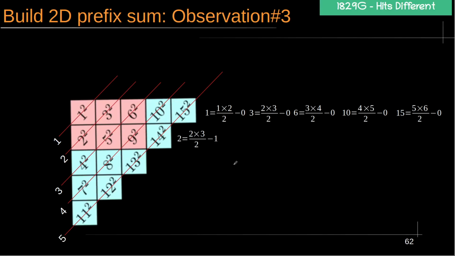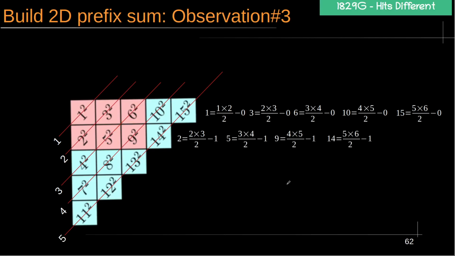So we have 2 for 2 times 3 over 2 minus 1. Now for 5, how do we compute 5? 5 is in diagonal 3, so we do the same: 3 times 4 over 2 minus 1. 3 times 4 over 2 is equal to 6, which is this number, but in the previous row we have 5, so we have to subtract 1.